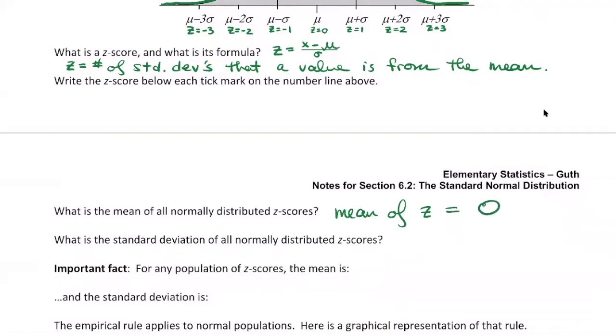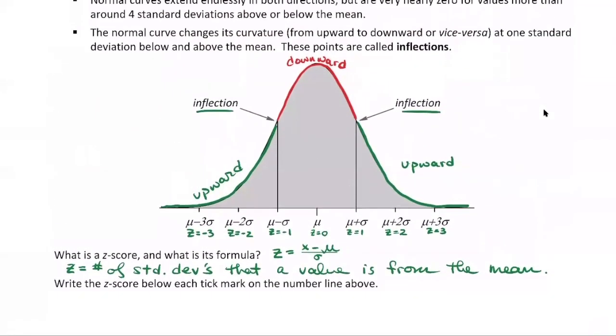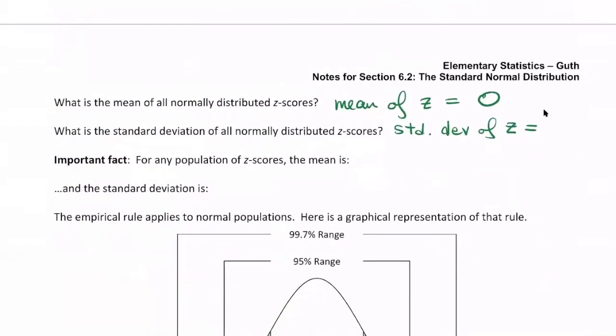Now the standard deviation of z-scores. Look at the picture. The inflection is 1 standard deviation above the mean. The mean is 0 for z. How far up with z is the inflection point? Somebody typed a 1. Thanks, Wenjing. The standard deviation of z is 1. That's correct.